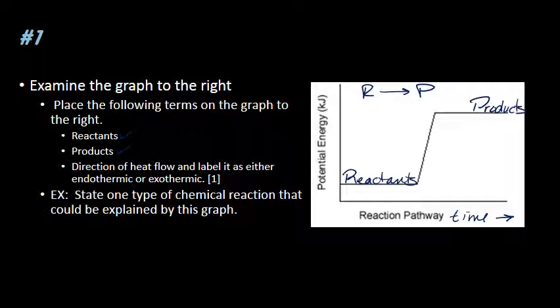The direction of the heat flow, in order to go from reactants to products, heat has to be put into the system. So delta H is positive. That makes it endothermic. And the extra credit, I'm going to leave you with an example of a chemical reaction that is endothermic. P.S. is what I was going to say. Hint, check your notes.